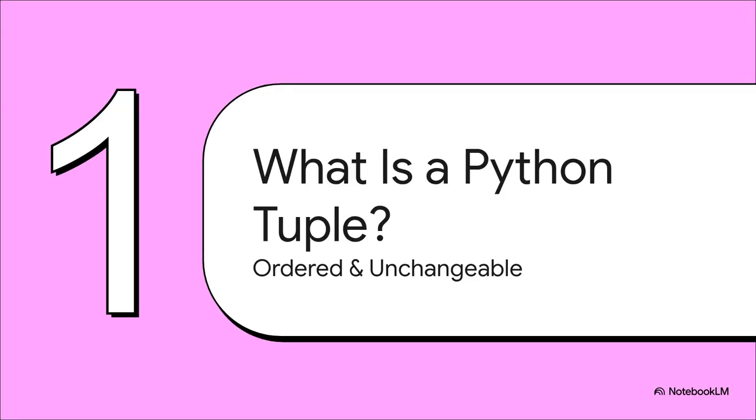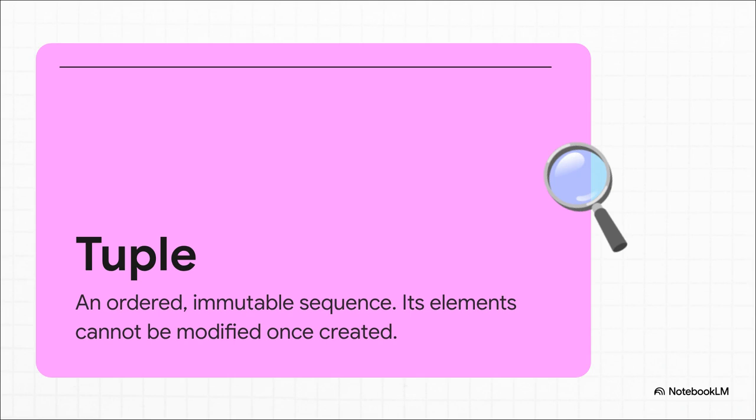So, first things first, what in the world is a Python tuple? Honestly, the easiest way to picture it is like a locked box. You put your items in, they stay in that exact order, and once you lock it up, that's it. You can look inside all you want, but you can't change a thing. Now that property has a fancy name, immutable. And it's a really big deal.